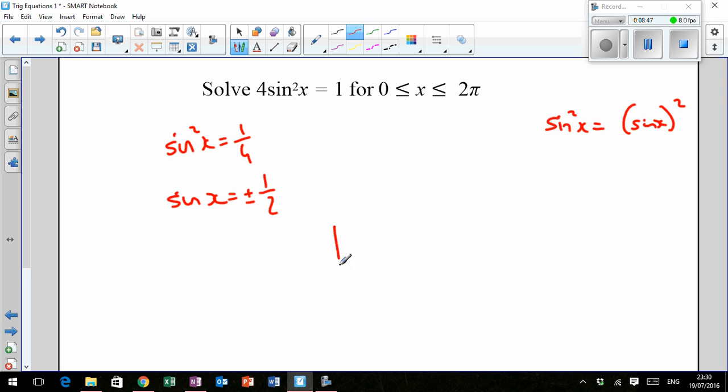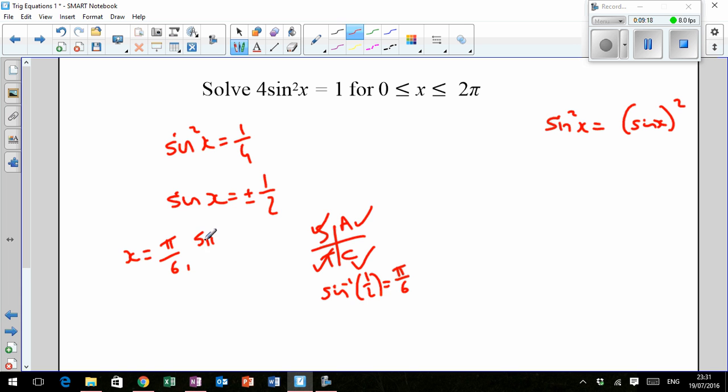So the way I'd approach this, if you're looking at your CAST diagram, sine can be positive or negative. So actually we're going to be in all 4 quadrants. 2 for the positive, A and S, and then 2 for the negative in T and C. Inverse of a half, we know, is 30 degrees, right? We're not dealing in degrees, we're dealing in radians, so pi over 6. So my 4 solutions, pi over 6 for the first one, pi take away pi over 6, so 5 pi over 6. Pi add pi over 6 is 7 pi over 6, and then 2 pi subtract pi over 6, which is 11 pi over 6. And there's your 4 answers.